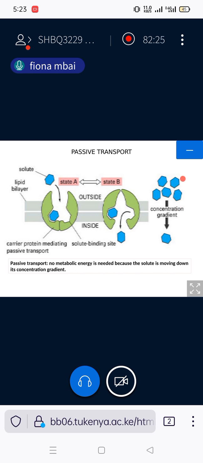And in this scenario, you have movement of molecules from high concentration gradient to low concentration gradient. You will note in this movement transport, there is no metabolic energy, no ATP is needed because the solute is moving down its concentration gradient from high to low. Okay? Any questions?